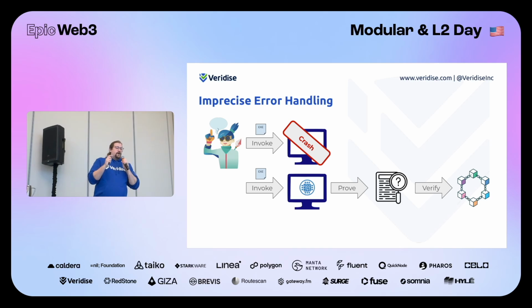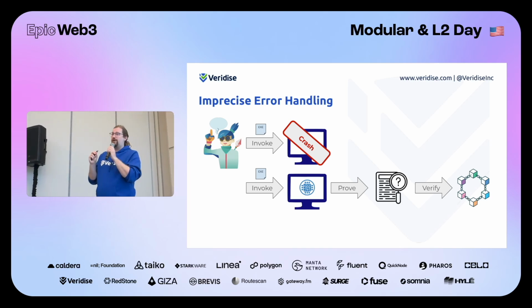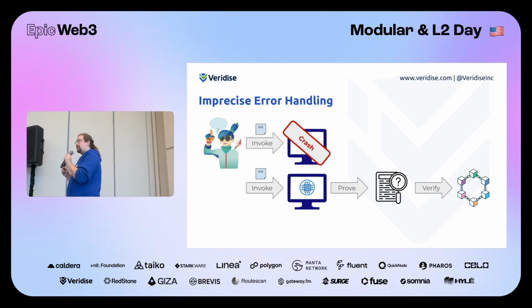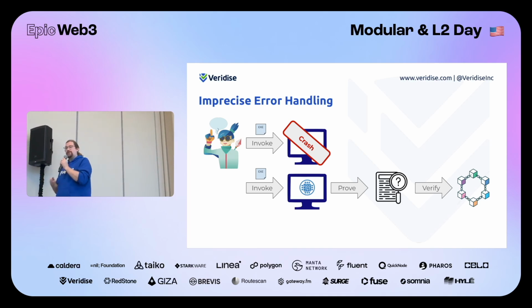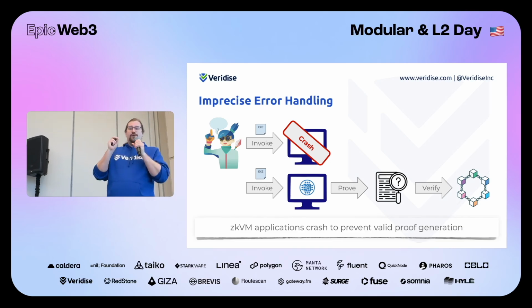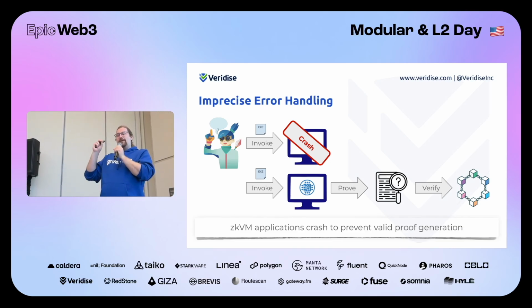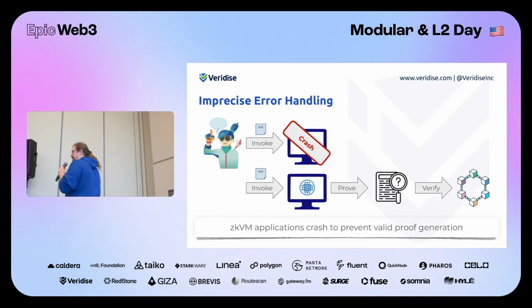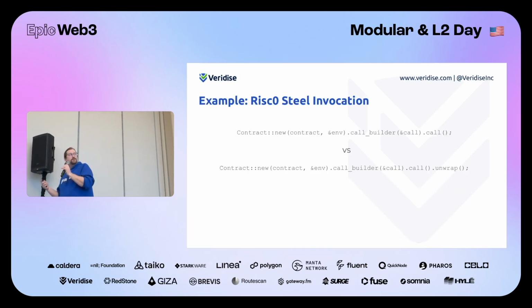And so for that reason, you now have to reason very specifically about the cases in which your application is panicking and make sure that you're only generating proofs when you're supposed to. So essentially, you want to make sure that your application crashes specifically when you want it to, and crashes are the behavior that you intend.